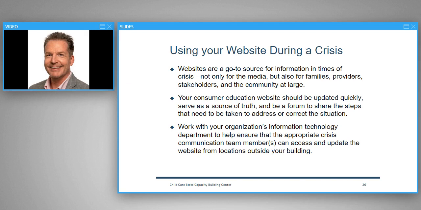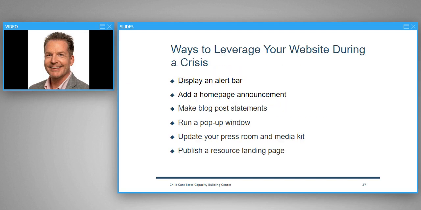Your communications and your consumer education website should be updated quickly, and it should serve as a source of truth and be a forum to share steps that need to be taken to address or correct the situation. It's also important to work with your organization's IT department to make sure that the appropriate crisis communication team member can access and update the website from locations outside of your building, because we're all basically working from home, right? So you want to make sure you have access to that information at any time.